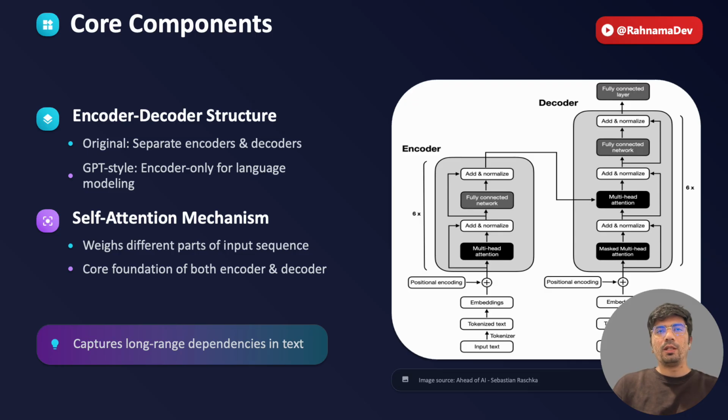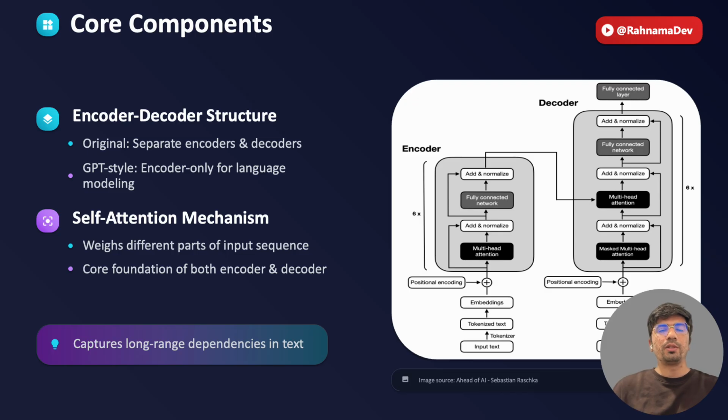However, many modern LLMs, especially GPT-style models, use only the decoder part. This is called the decoder-only architecture. Why decoder only? Because for a language modeling task like next token prediction, we only need to generate text, not translate it. This makes the model simpler and more efficient for generative tasks.